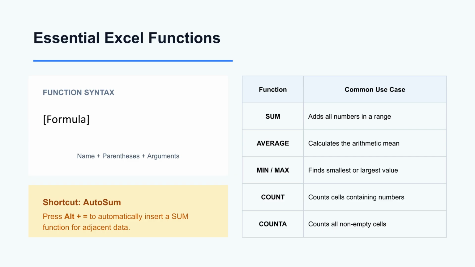Now for built-in functions. Every function follows a specific syntax: name, parentheses, and arguments. This structure tells Excel what to do and which data to use. Essential functions include sum, average, min/max, and count. For maximum efficiency, use the AutoSum shortcut, Alt plus equals sign.